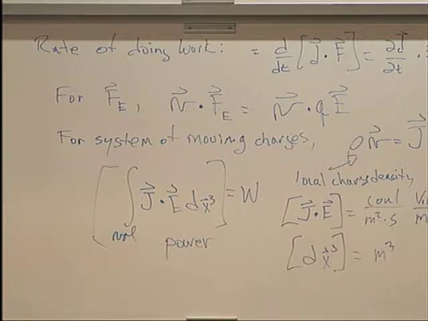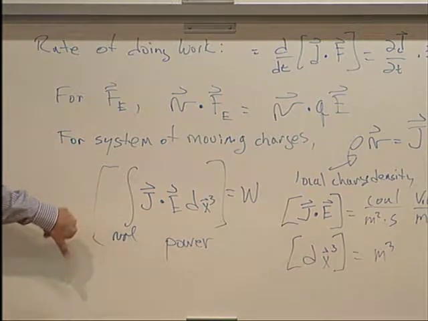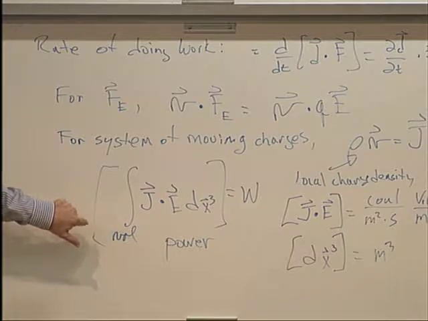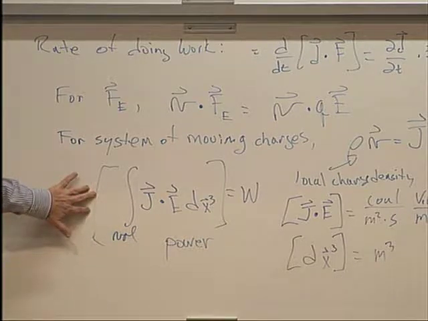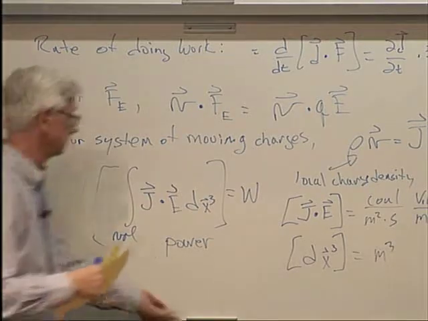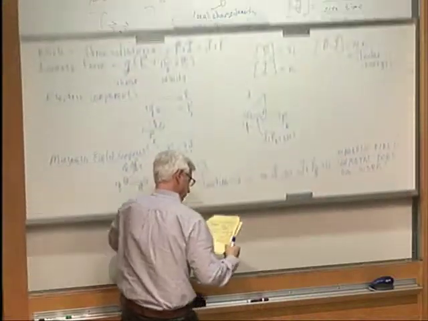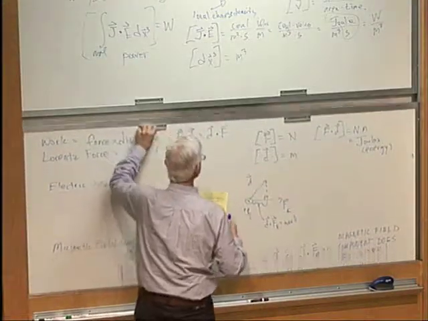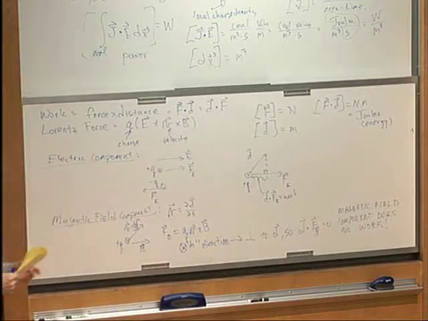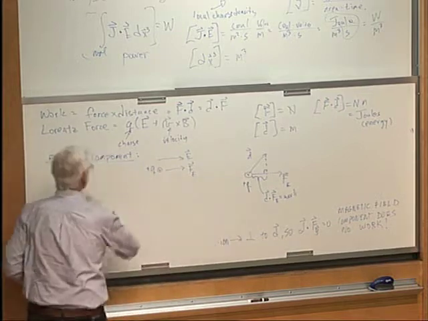So this power represents the conversion of energy from the electromagnetic wave in the system to either thermal or mechanical energy. Any questions so far? So far, this is pretty easy to follow, basic physics stuff.